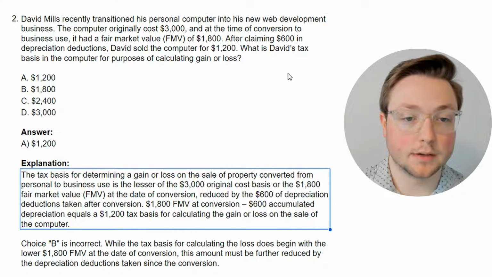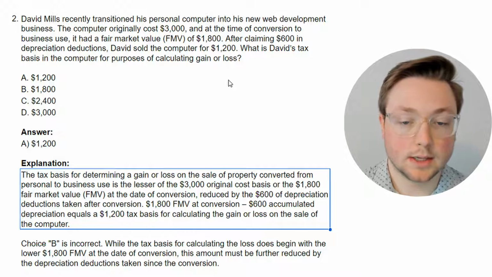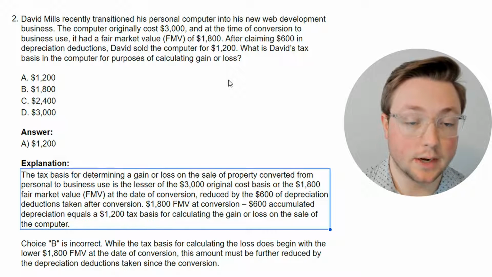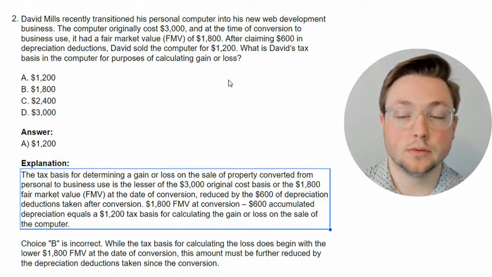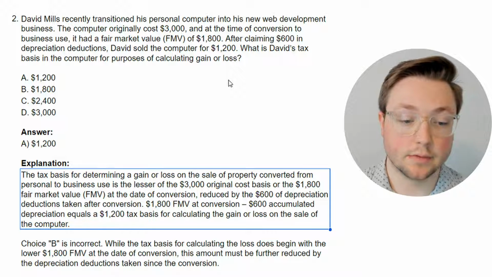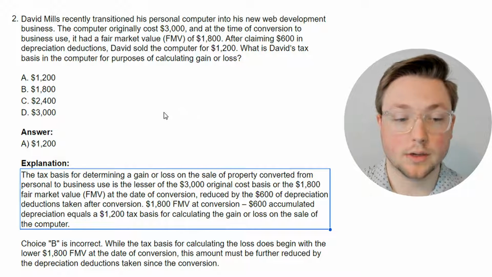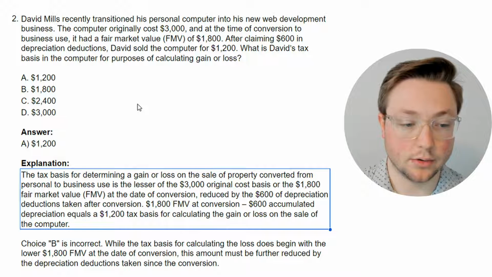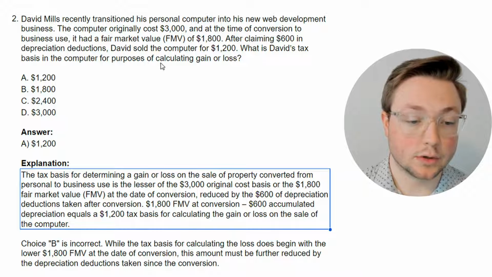This one builds on what we learned in the above question, where first we have to understand what the tax basis is on the date of the conversion, and that gives us the basis to use for taking the depreciation from, and then that gives us what the tax basis was when it was sold so that we could then calculate the gain or the loss. So, we have to do what we did in the first question.